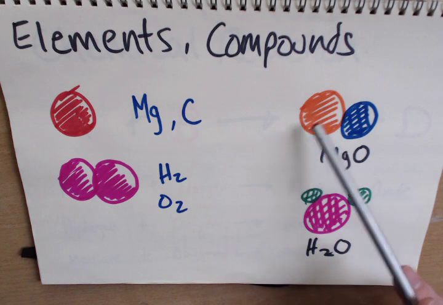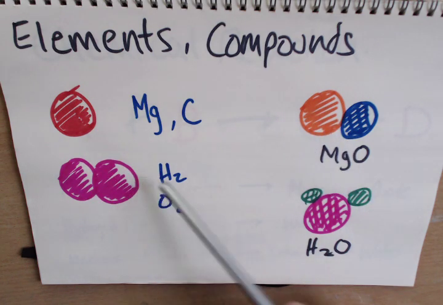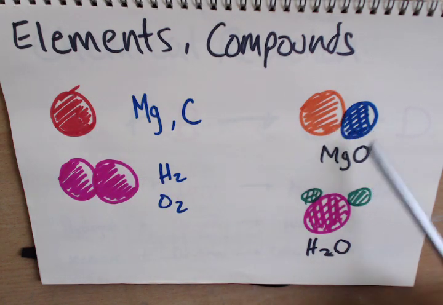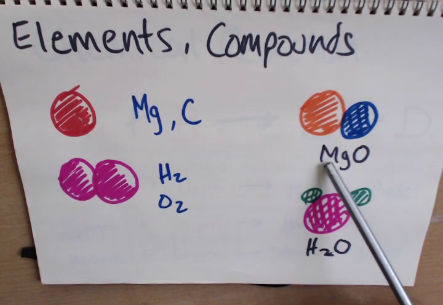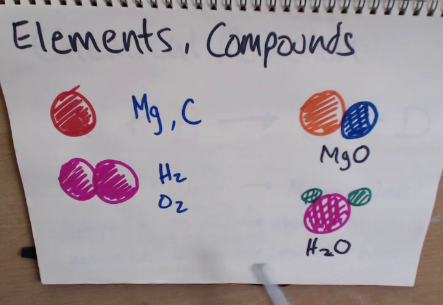A compound is when two or more of these elements are chemically bound together. For example, if you burn magnesium and oxygen, you've got magnesium oxide. If you burn hydrogen and oxygen, you have hydrogen oxide, or water. One oxygen, two hydrogens.